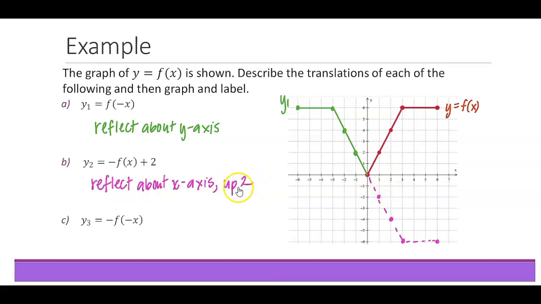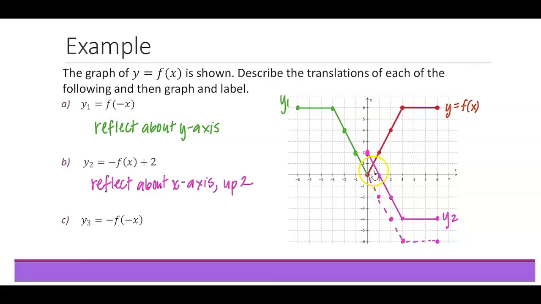Because the next thing I have to do is shift everything up 2 units. So I want to go ahead and shift all of those points up 2 units. 0, 0 will move to 0, 2. And then 1, negative 2 will shift up to the x-axis at 1, 0. And then 2, negative 4 will be at 2, negative 2. 3, negative 6 will be at 3, negative 4. And 6, negative 6 will be at 6, negative 4. And then we will go ahead and connect those together. And that is now our graph of y2.